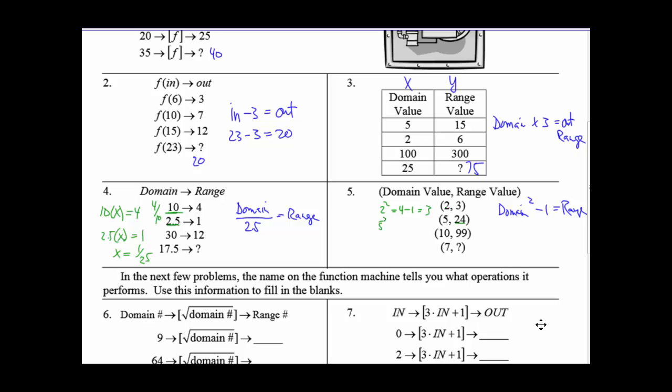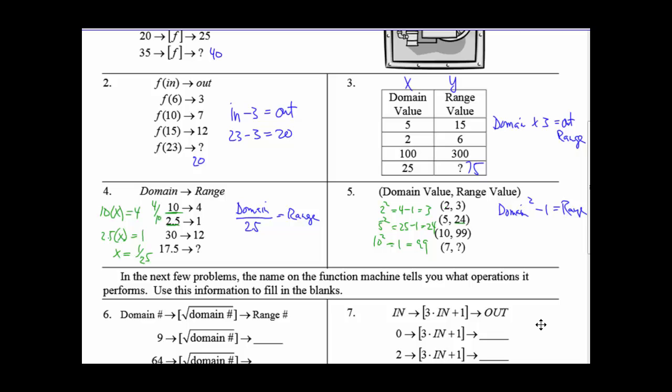Then if I go 5 squared, it gives me 25. But 25 is close to 1. Again, if I minus 1, you get 24. So that worked. So if I go 10 squared, minus 1 gives you 99. So it was taking the domain squared minus 1 equals the range.